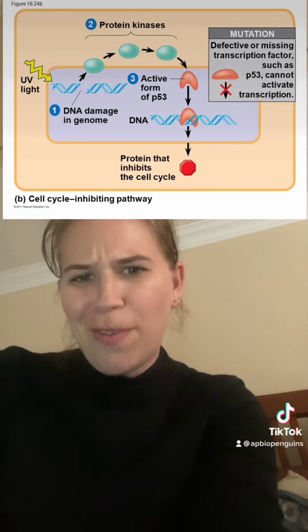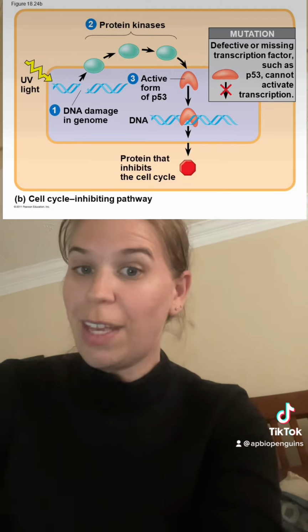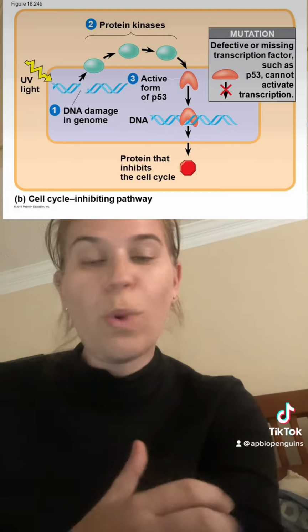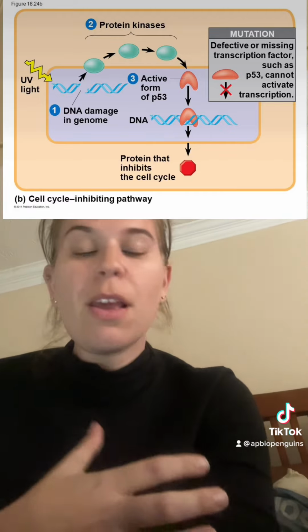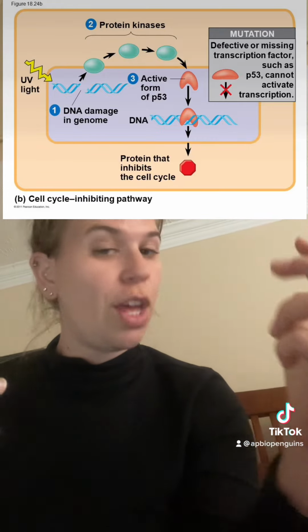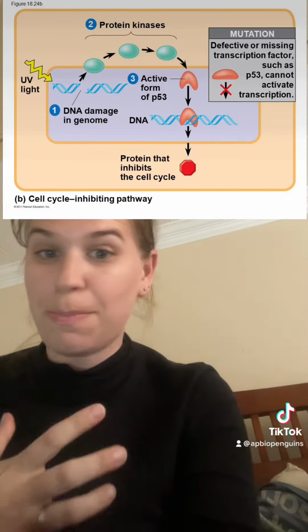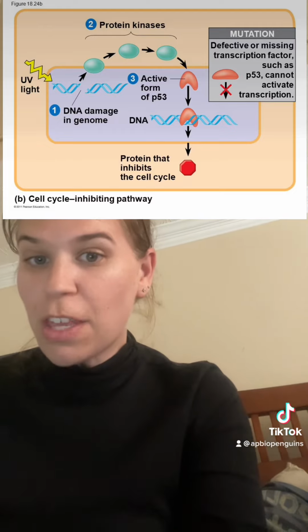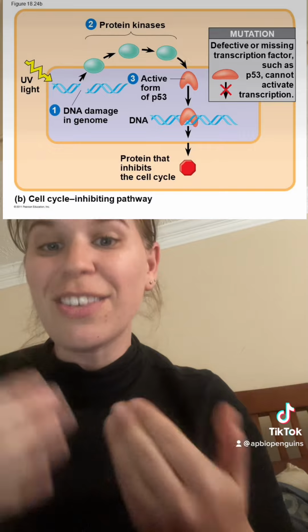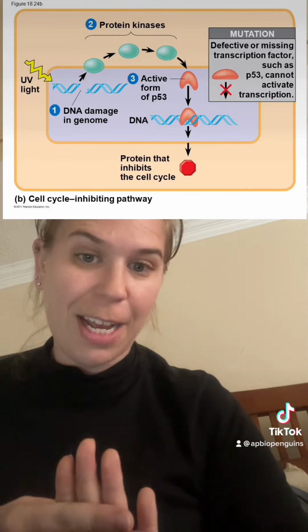So I'll use P53 as our example. UV light we know is going to damage DNA. And so when there's damage in the DNA, it's going to cause a signal transduction of a protein kinase that's then going to activate this P53. P53 is going to produce a protein that's going to stop the cell cycle. It's going to stop your cell from dividing.